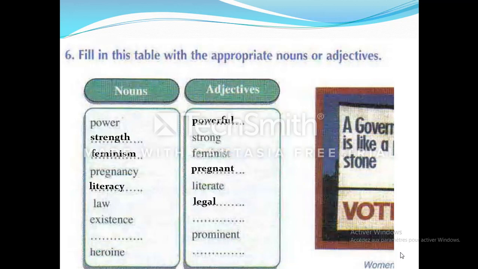Next word is existence. Here we have 2 possibilities, that means we have 2 adjectives. It can be in the form of a gerund, or we can just add -ed as a past participle. We can take it as a verb, exist, then we can add the suffixes. So it becomes existed or existing.